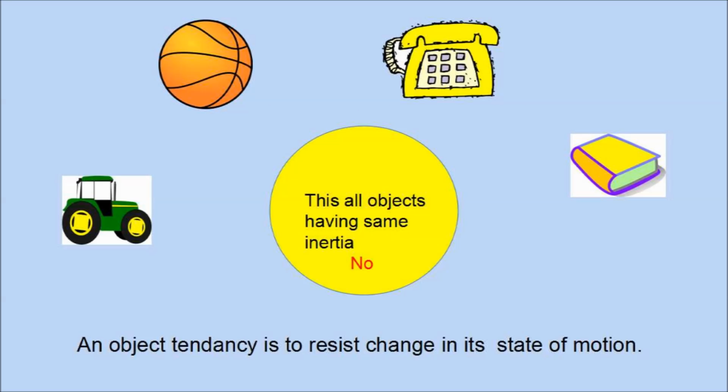Do the objects you see have the same moment of inertia? No, my friends, because an object's tendency is to resist change in its state of motion, but it is different in every case. The greater the object's mass, the greater is the moment of inertia acting on that object.